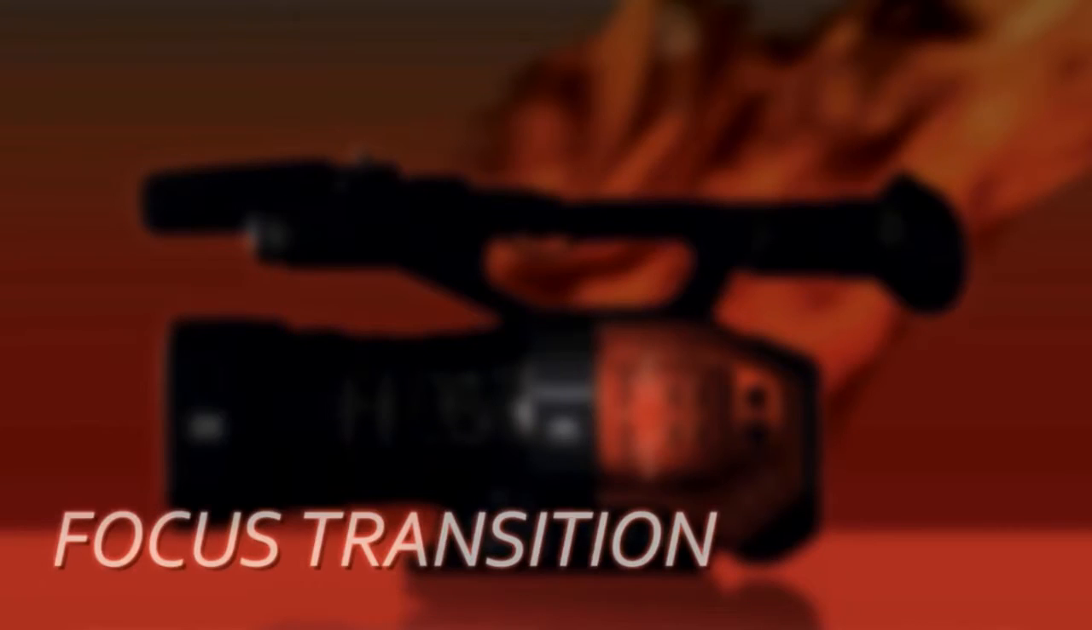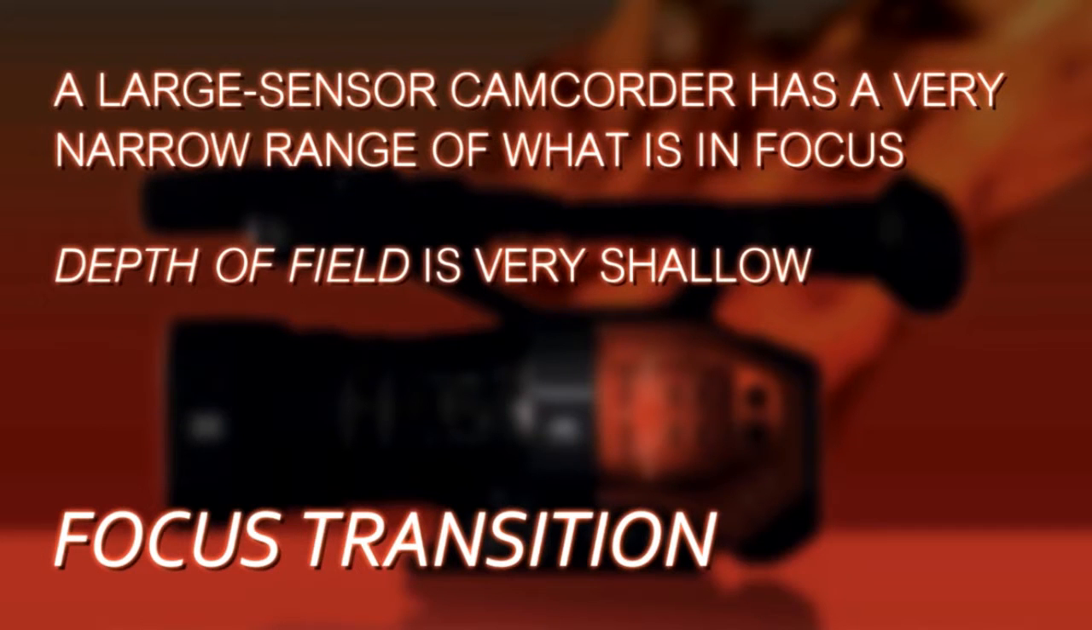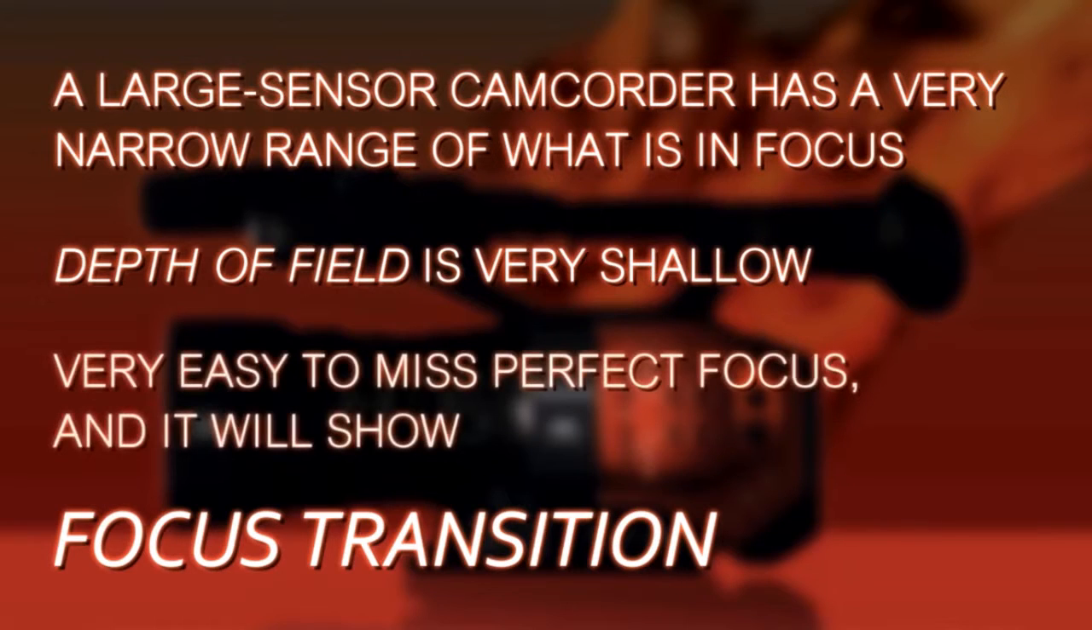This video will explain the AG DVX200's focus transition feature. Now, when you're dealing with a large sensor camcorder, that means you have a very shallow depth of field, a very narrow range of what's in focus and what's out of focus. And if you miss focus by just a little bit, it's going to show. So you really need to be very precise in your focusing.